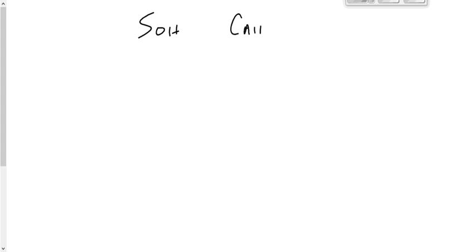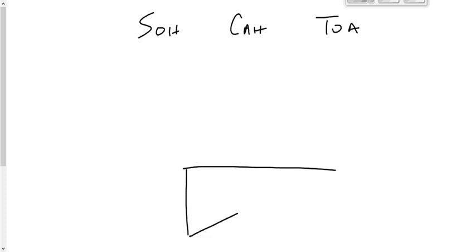SOHCAHTOA. These three little mnemonic devices remind us which sides of a triangle we use with which trig function. I'm going to draw a triangle right now. We'll make it a right-angled triangle. By the way, we can only use these when we have a right-angled triangle. I'm going to label an angle right here, theta.